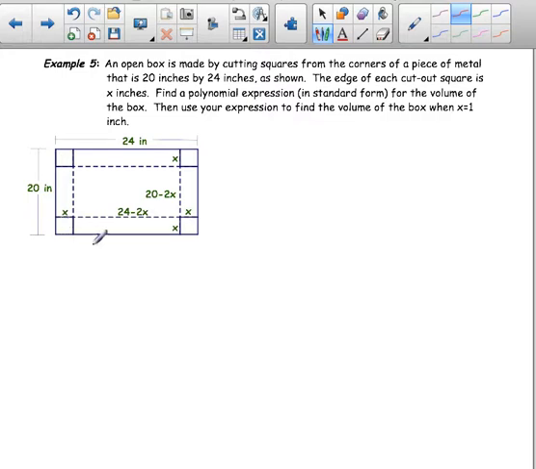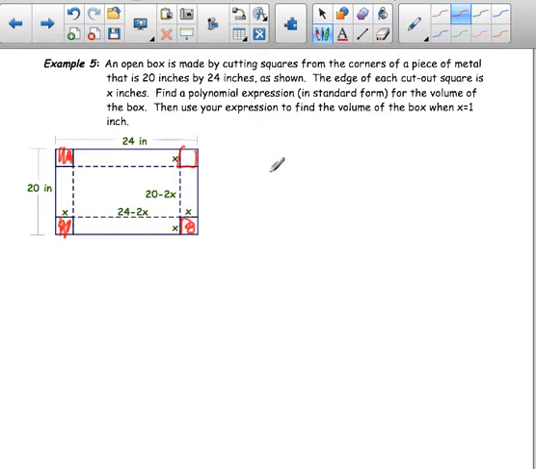So one side is 20 inches, the other side is 24 inches. And we're going to cut out squares with length of x from each one of the corners. So we're going to be cutting out these corners here. And then we're going to fold up the edges. And when we fold up those edges, we're going to create an open box.